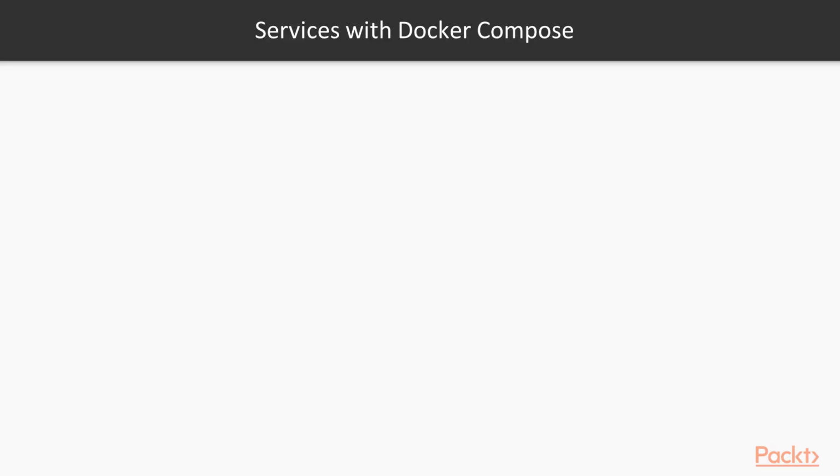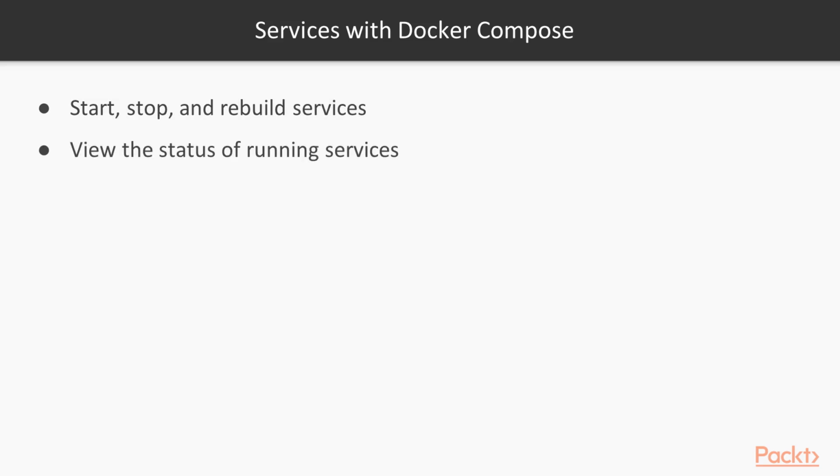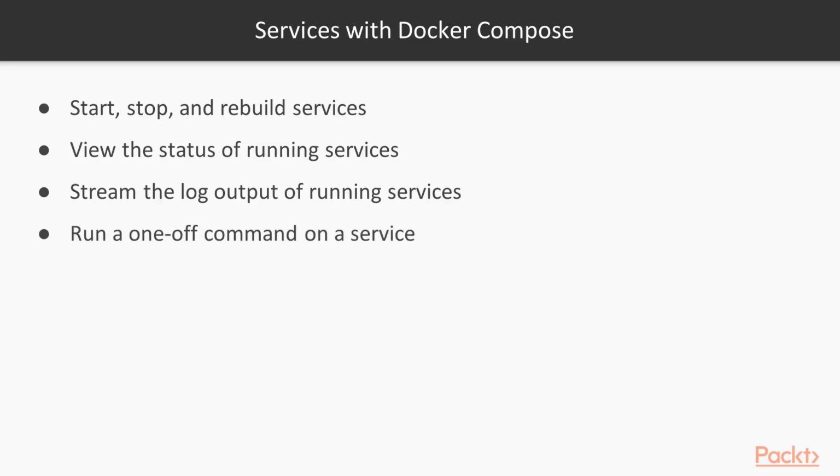So what you can do with Docker Compose? You can start, stop, and rebuild services with Docker Compose. You can view the status of the running services with Docker Compose. And of course, you can stream the log output of the running services. Finally, you can run one off command on a service. So if you have multiple services that are running, you can go ahead and stop only one service if you want using Docker Compose. So it also gives you a flexibility of maintaining them as a whole or going towards a single part of the application service. So what are the advantages?